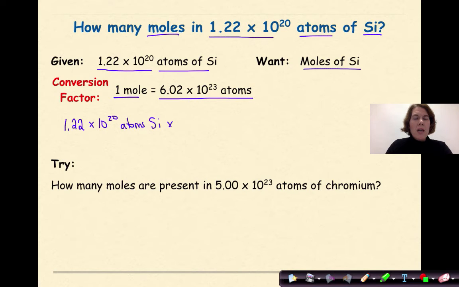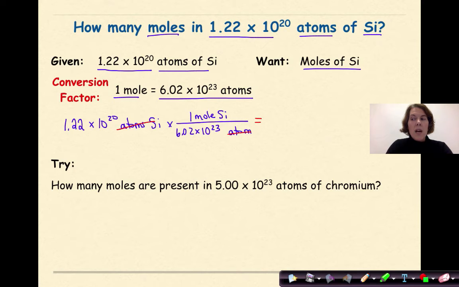Put a multiplication sign and a line. If my given is in atoms, I'm going to put atoms on the bottom. I want moles, so 1 mole of Si on the top. And then I'm going to put 6.02 times 10 to the 23rd on the bottom. Atoms cancel atoms. I'm left with moles, which is what I want. So what I'm going to do here is multiply together 1.22 times 10 to the 20th times 1 divided by 6.02 times 10 to the 23rd.